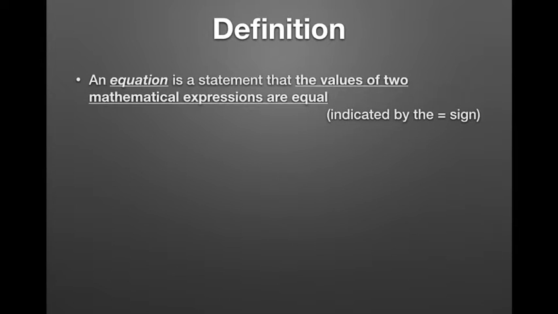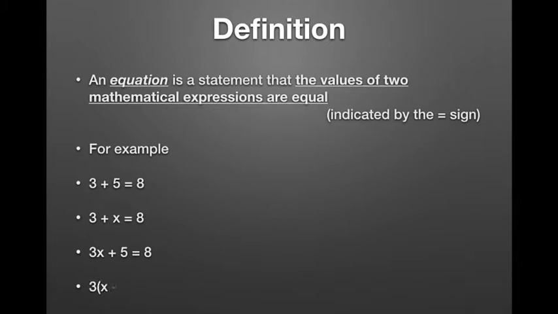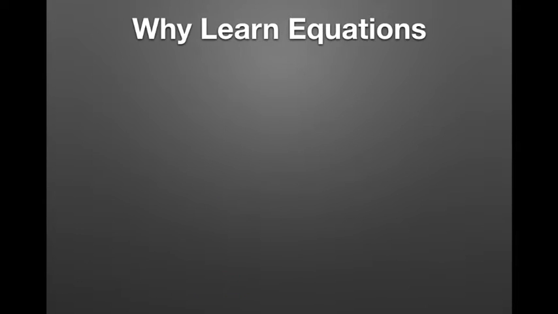An equation is a statement that the values of two mathematical expressions are equal, and we use the equal sign to indicate this. A few examples: 3 plus 5 is 8, 3 plus x is 8, 3x plus 5 is 8, and 3 times the quantity x plus 5 equals 8. And there are solutions to all of them. The last one, x is negative 7 over 3.